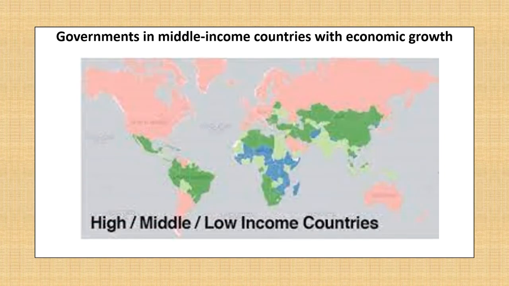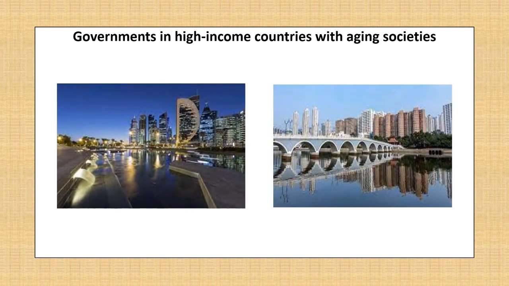Governments in middle income countries with economic growth will develop an interest in facilitating return migration and prepare for the future immigration of third countries' nationals. Governments in high income countries with aging societies and stagnating or declining working age populations will need more investments in sound, forward looking migration policies.